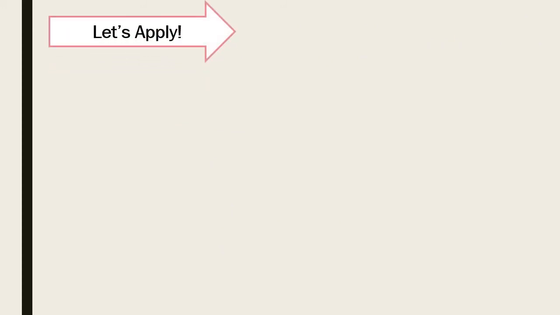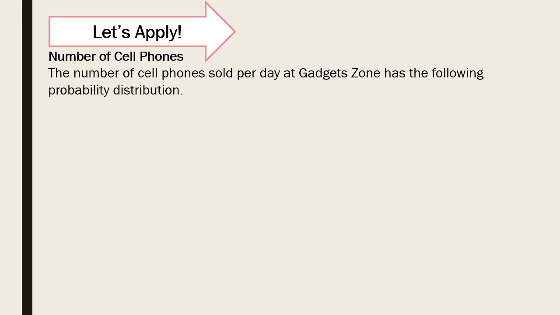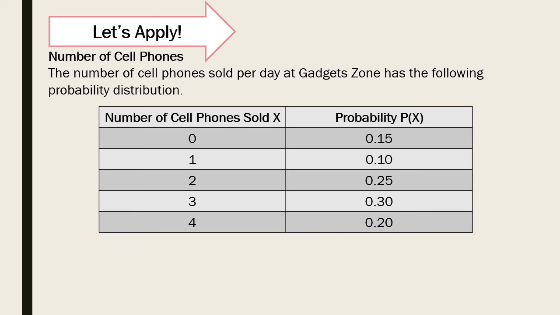I-apply na natin yung ating natutunan in our example. So we are going to deal with the number of cell phones. The number of cell phones sold per day at Gadget Zone has the following probability distribution. So ito po yung mga bilang ng cellphone na naibenta.